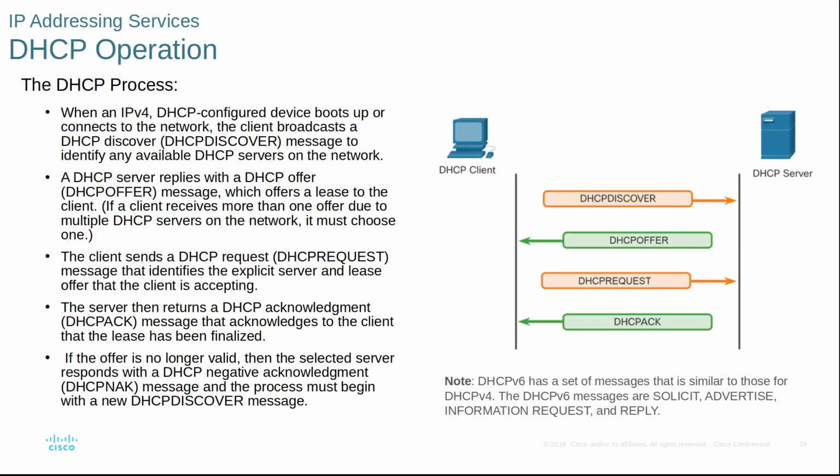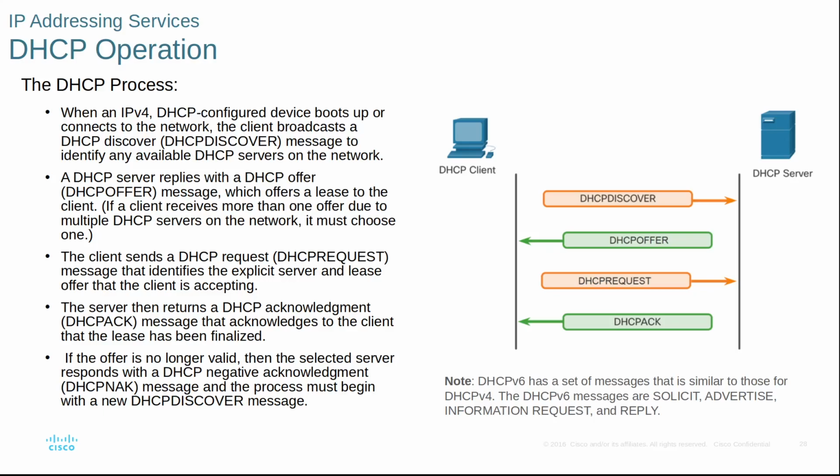Now, DHCP uses 4 packets. When the client first boots up and connects to the network, the client broadcasts a DHCP discover packet over the network. This goes out to any DHCP server on the network. The server will reply with an offer, which offers a lease to the client. If the client receives more than one offer from multiple DHCP servers on the network, it has to choose.